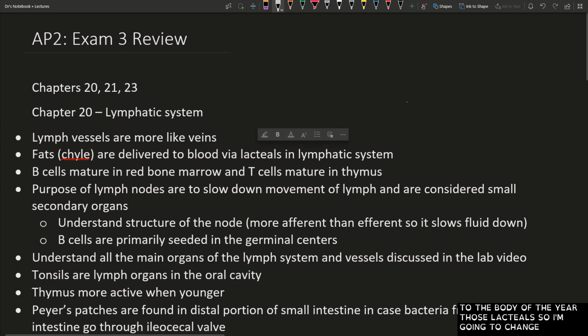I'm going to change the color here. Let's go to a bright red. There we go. Lacteals in the lymphatic system. Oh, this is acting weird.